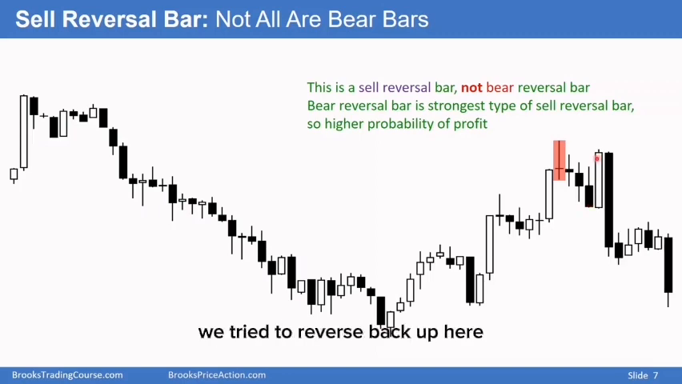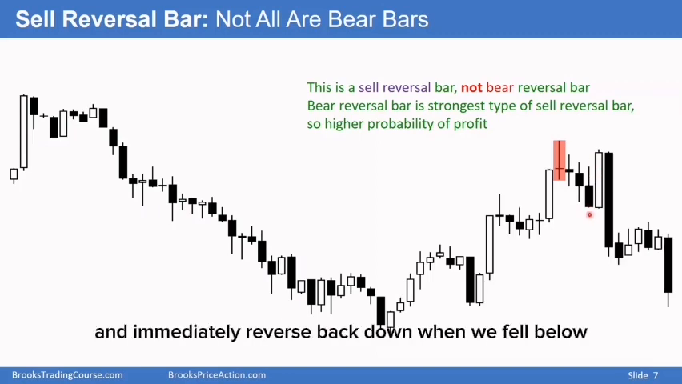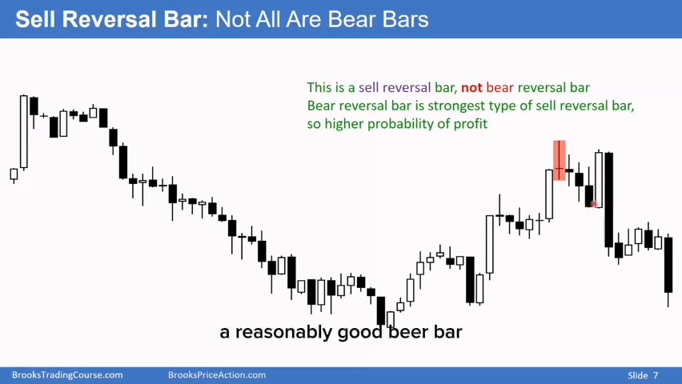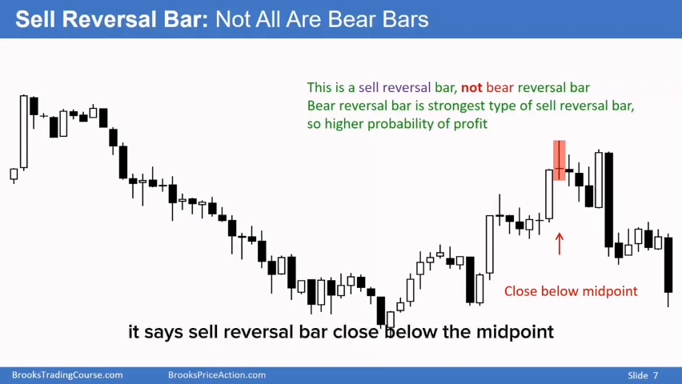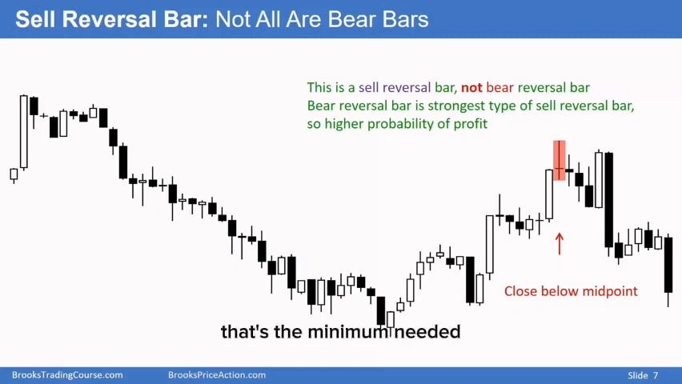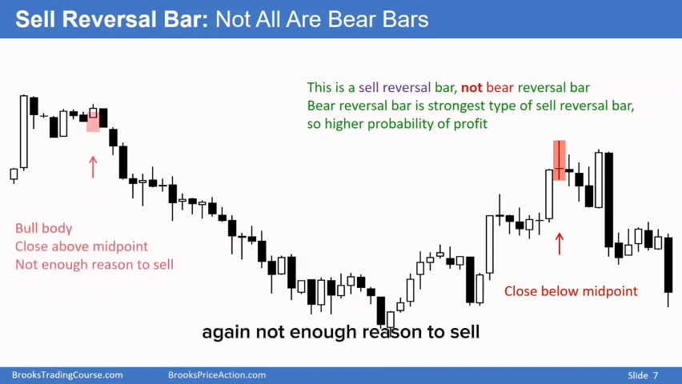We tried to reverse back up here and immediately reverse back down when we fell below a reasonably good bear bar. So that would be a short. It's a sell reversal bar, closed below the midpoint. That's the minimum needed. Again, not enough reason to sell.